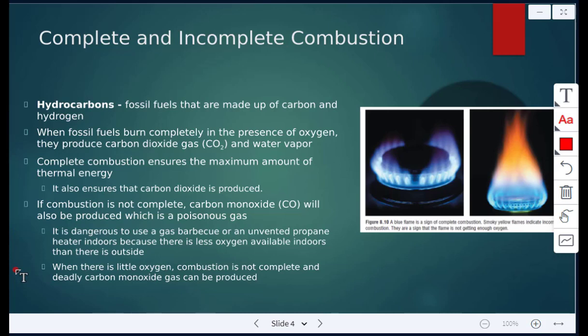The reason being is when there is little oxygen and you use those indoors, like the unvented propane heater, the combustion is not complete and that deadly carbon monoxide gas is produced. These two pictures here on the left, the blue flame is showing a sign of complete combustion, and then in this flame here, it's a smoky yellow flame. It's indicating incomplete combustion. This is showing that the flame is not getting enough oxygen.